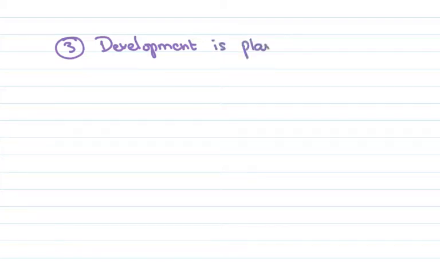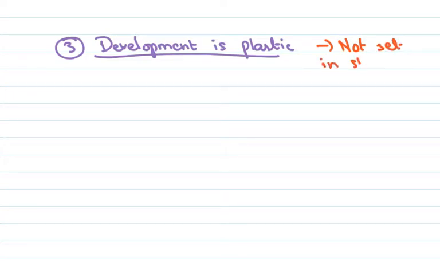Then we come to the third assumption, which is that development is plastic. Now, what does this mean, that development is plastic? Basically what it means is that no development is kind of set in stone, right? Let's suppose that we have a child who is extremely reserved because of certain childhood experiences that they have, right? They have become extremely reserved and they don't talk much.